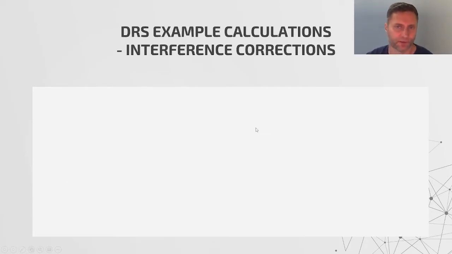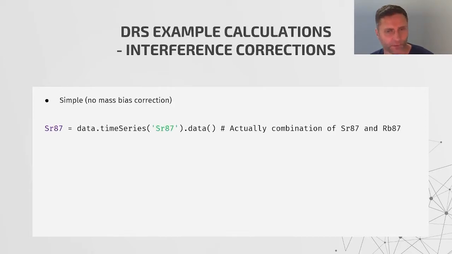Now let's look at interference corrections, because that's another very common task for a DRS to calculate. There's a couple of ways of doing this, and to start off with, we'll look at the simple version that doesn't include any correction for mass bias. The way that we do this is we would get our channel that has some interference on it. In this case we're taking strontium-87 as our channel. It in reality may be some combination of strontium-87 and rubidium-87, and we want to subtract this rubidium-87 off so that we just have strontium-87.